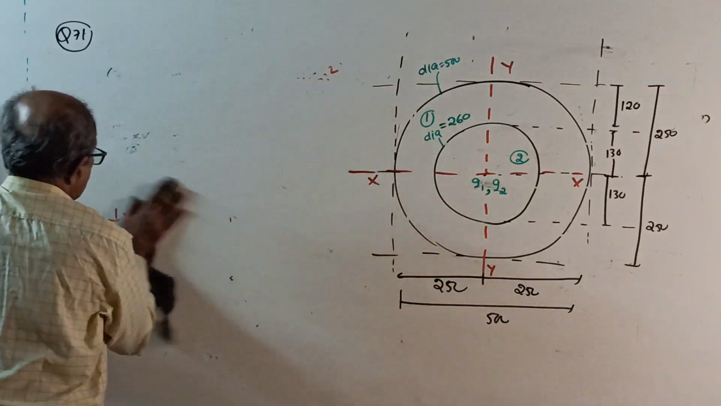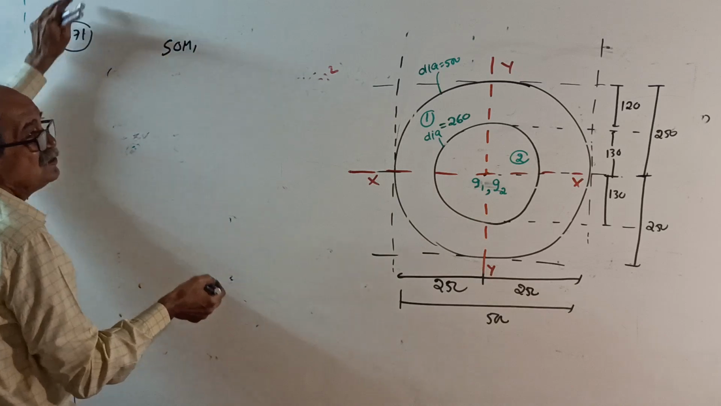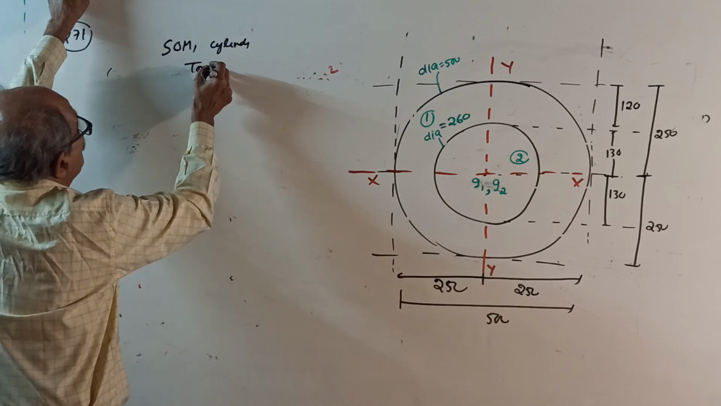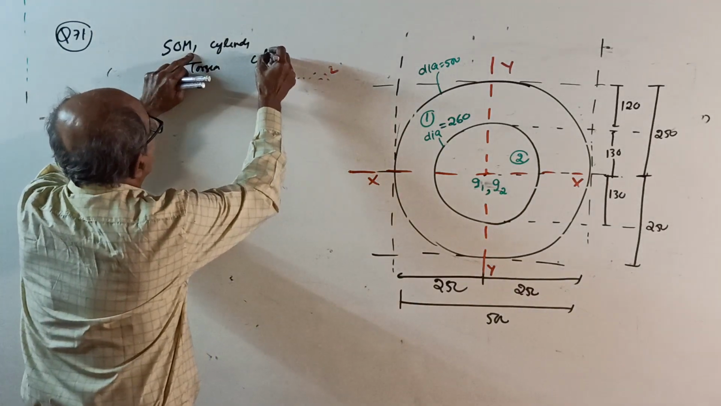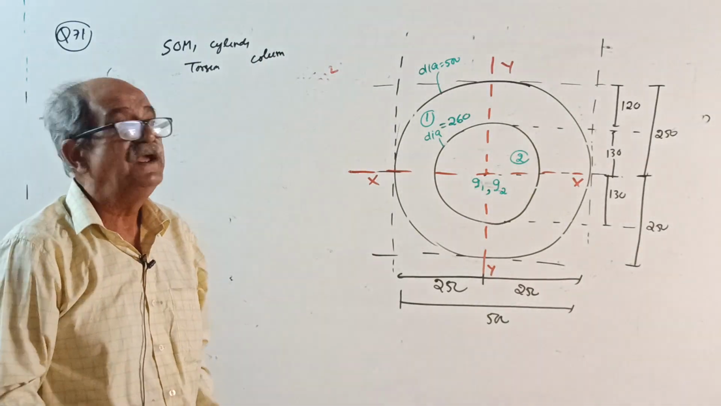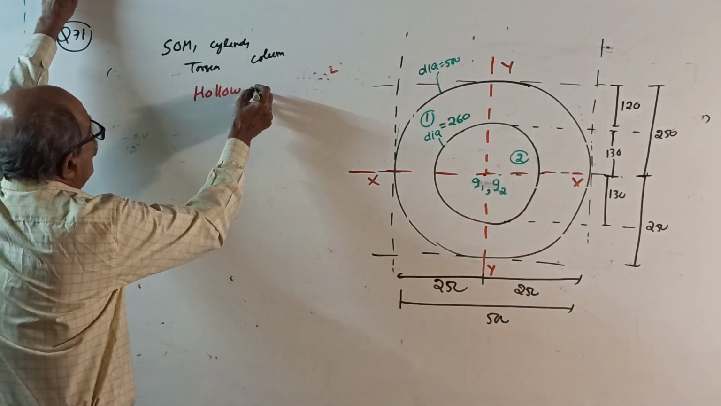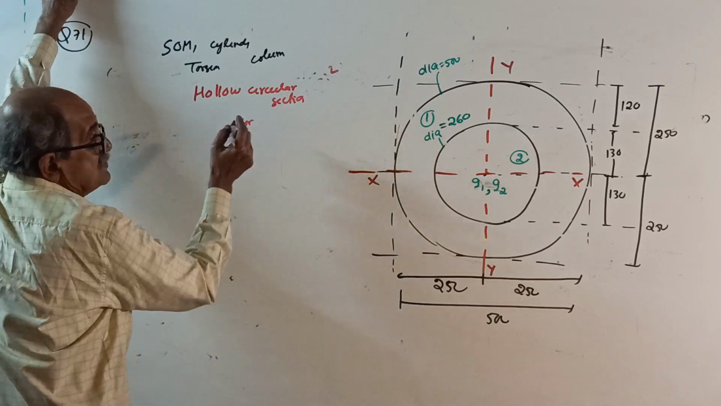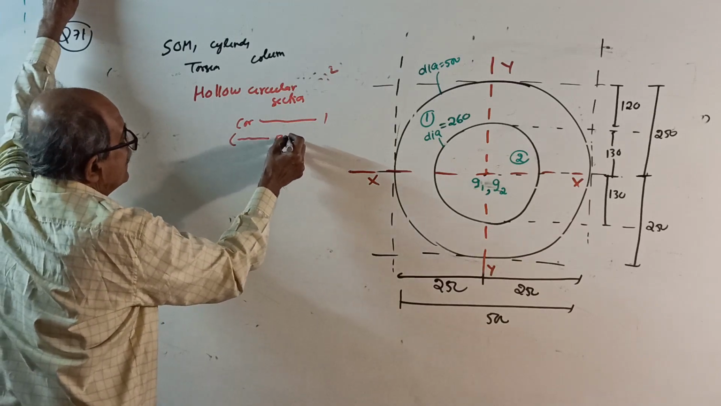Now, make a note. In strength of materials, and also in torsion, and in columns, so many questions, you will get a term called hollow circular section. Some people call it hollow cylindrical section or pipe section.